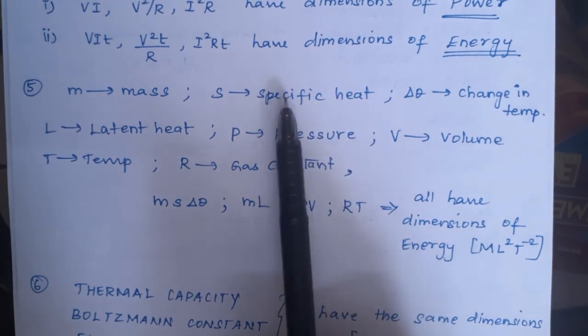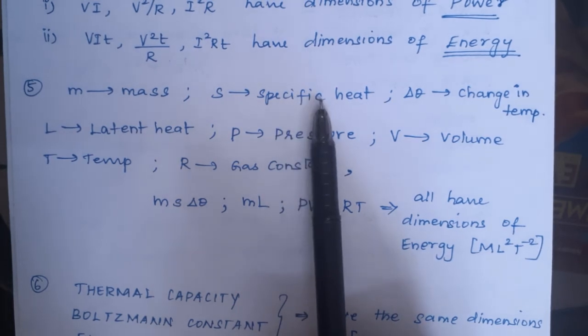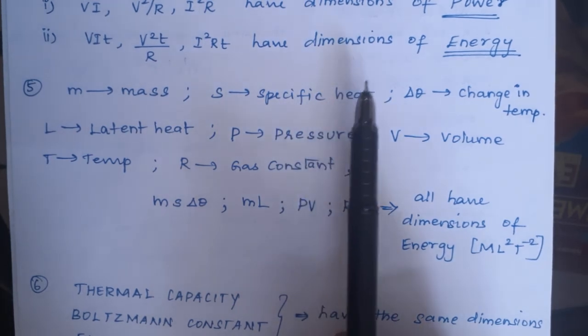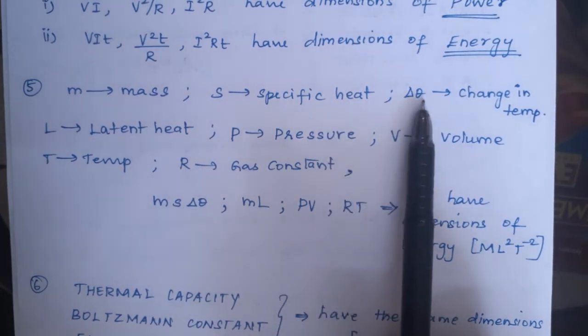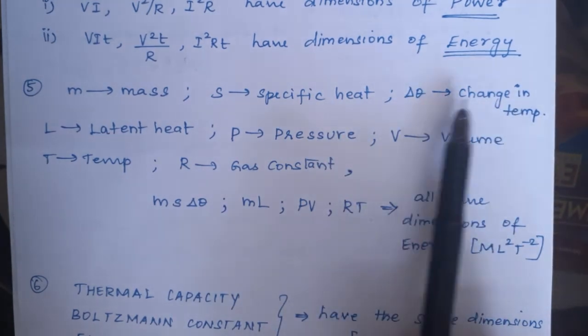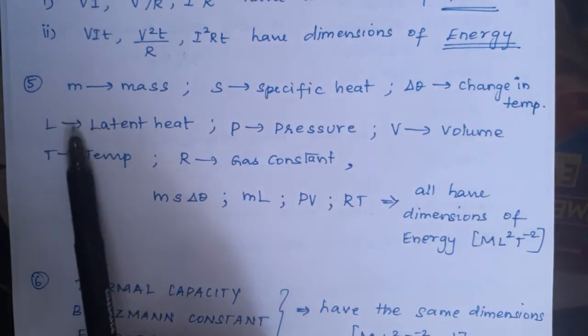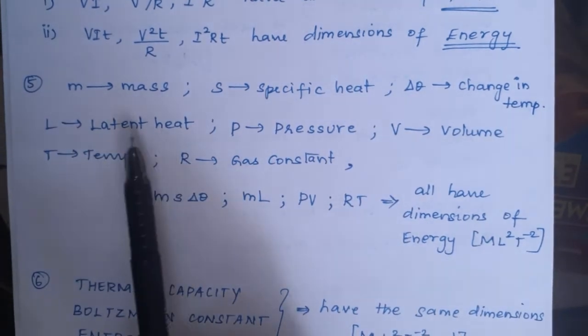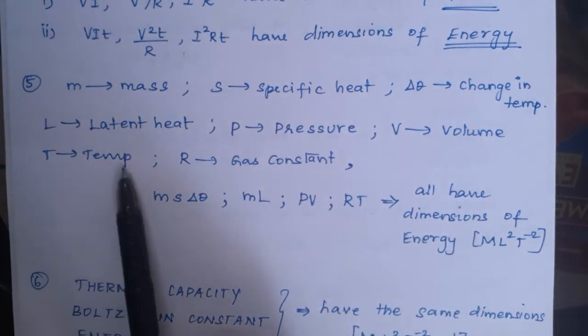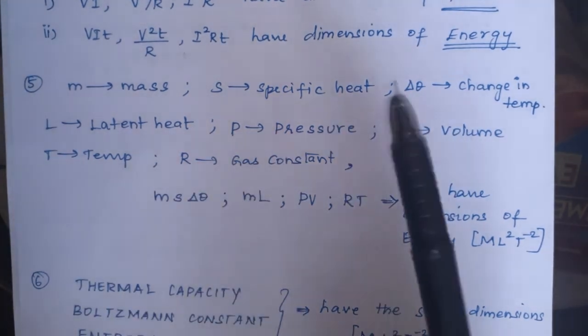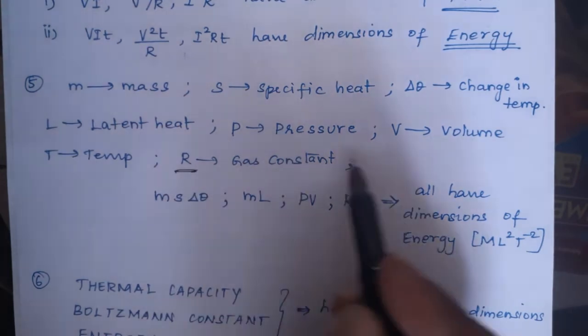It is the amount of heat required to raise the temperature of unit mass of a substance through 1 degree centigrade. That is specific heat. And delta theta is a small change in temperature. L is latent heat, that you know already. P is pressure, V volume, T temperature, R gas constant. This R is universal gas constant.